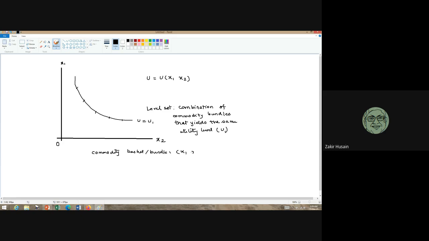So commodity bundle or combination, it's also called a commodity basket. This is the amount of x1 and x2 that you're buying. Suppose you're buying 5 and 10. You can buy 7 and 2. These are different examples of commodity bundles.